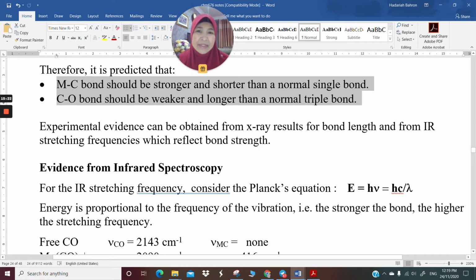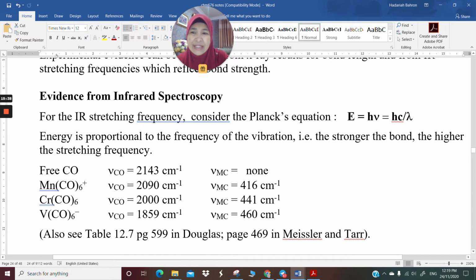Experimental evidence for pi back donation can be obtained from the X-ray results for bond length and from the infrared stretching frequencies, which reflect bond strength. Now let's have a look at infrared first. When you look for evidence in infrared spectroscopy, you have to bear in mind Planck's equation. Planck's equation is energy equals Planck's constant multiplied by the frequency, or hc over lambda. This is a very well-known equation for scientists.